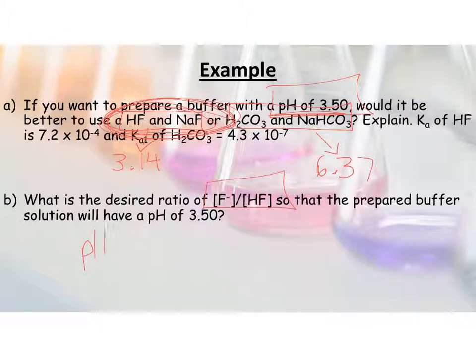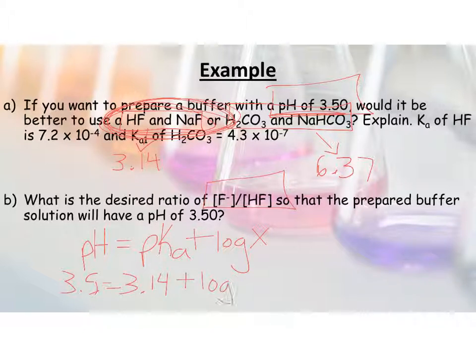So remember that we've got the Henderson-Hasselbalch equation. We need to find out what that ratio is going to be. So we got 3.5 is equal to 3.14 plus the log of x. That ends up giving us 0.36 equals the log of x. And then remember, to get rid of the log, you raise everything.